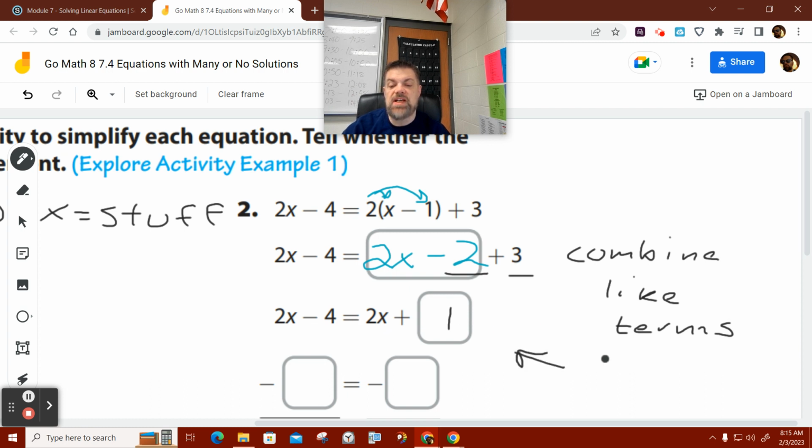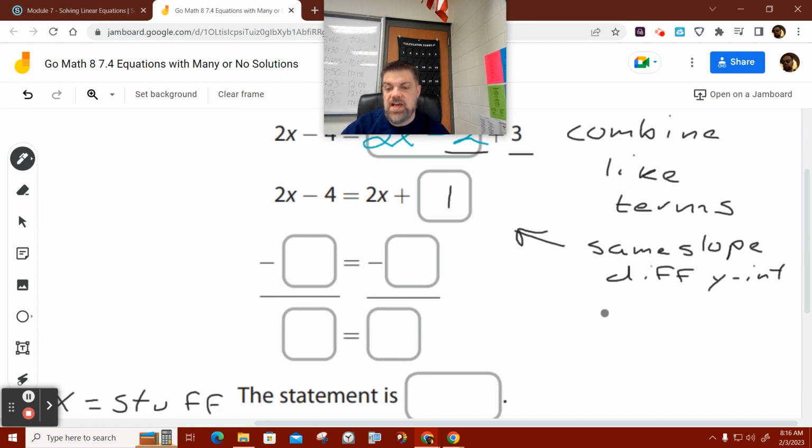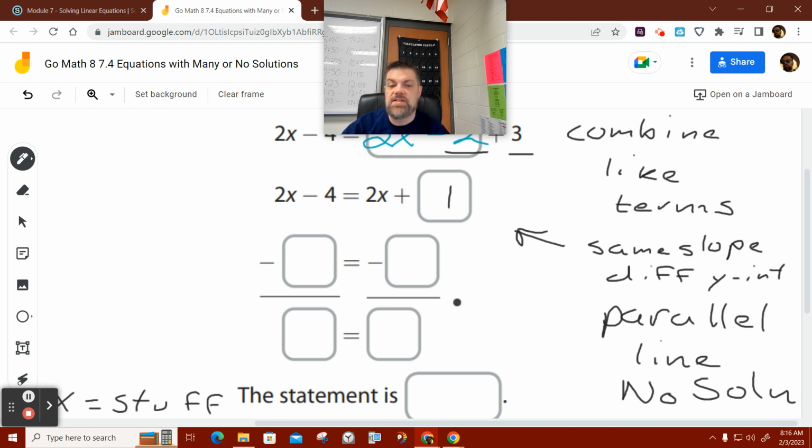Now I already know what's going to happen here. I have the same slope, different y-intercepts. What does that mean? It's not going to be true because they are what? They're parallel lines. And it'll never cross. So that means there are no solutions. But we're going to crank through the math anyways, right?